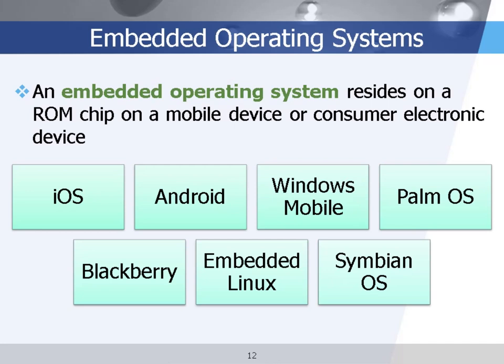So nowadays we have mainly two types of operating systems for embedded devices. One is called iOS, the second one is called Android. Most of them are designed for cell phones. But we also have some other embedded systems like Windows Mobile, Palm OS, BlackBerry, embedded Linux, Symbian, but most of them are not quite popular.